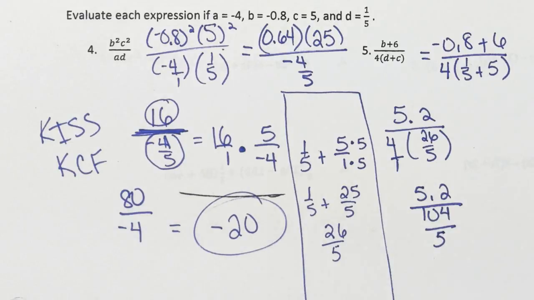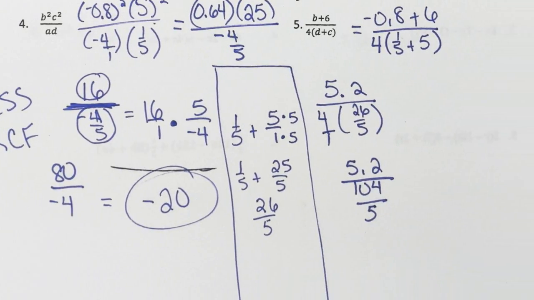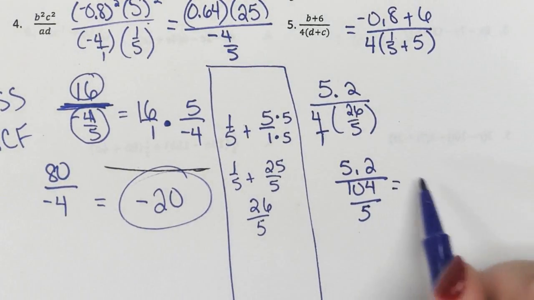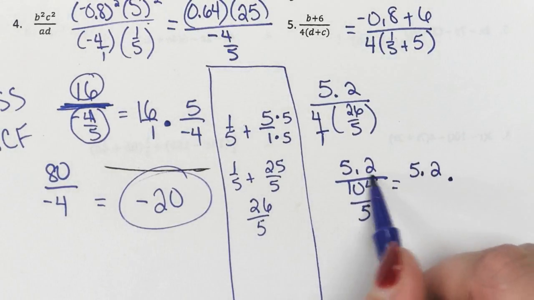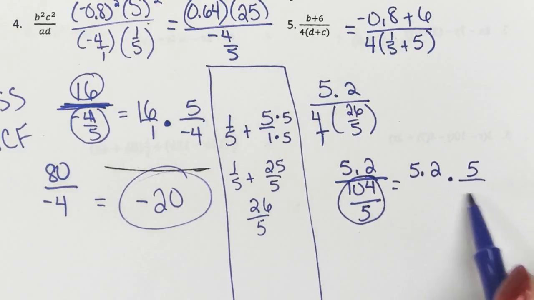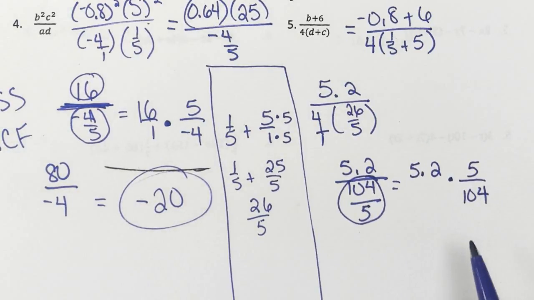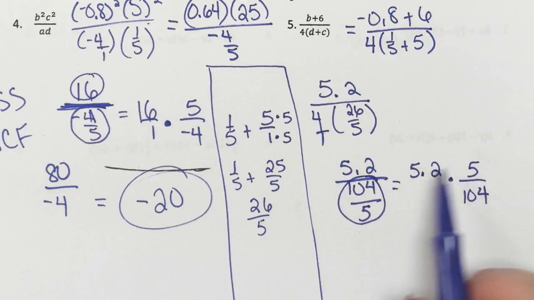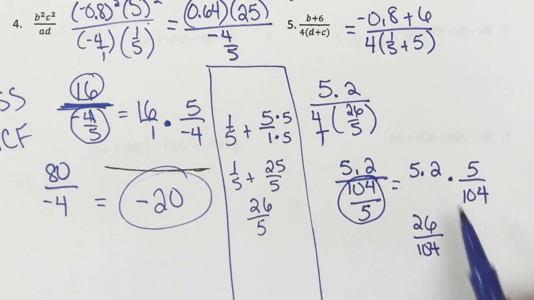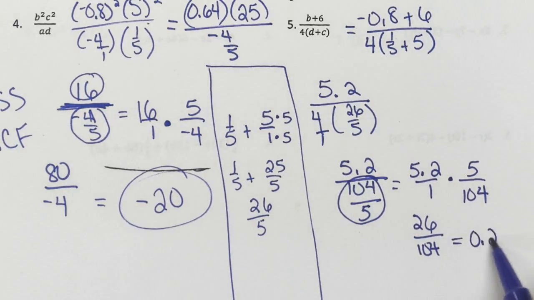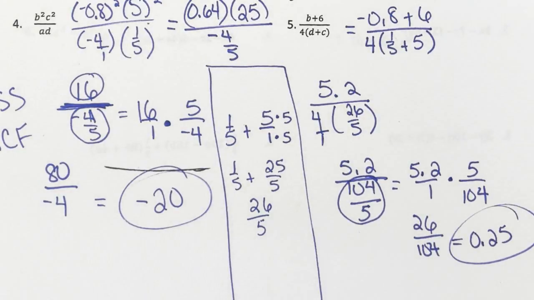What do I do if I have 2 fractions? Keep, change, flip. What am I going to keep? Go. 5.2. 5.2. Change division to multiplication. And flip this bad boy right here. All right, multiply. What do you get? What's 5.2 times 5? 26 over 104. What is that, 0.25? Is that right? 1/4? There you go. Y'all okay?